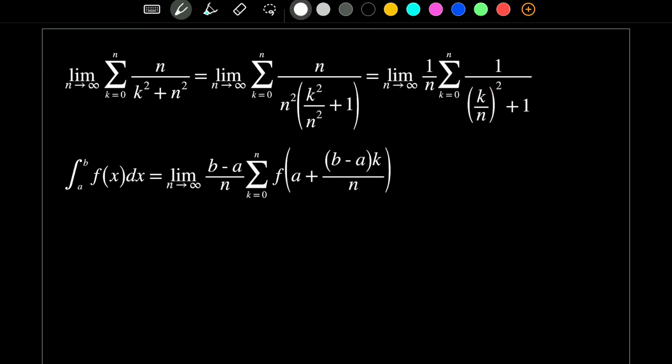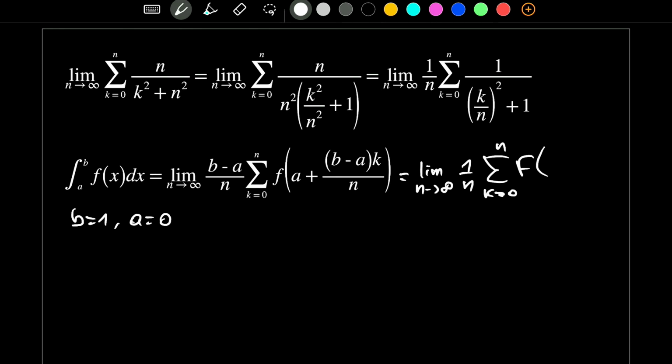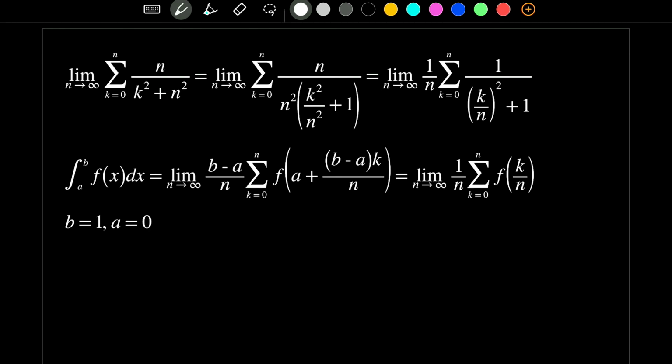So obviously we can choose any variables, it just needs to fit our sum. So maybe we can choose b equal to 1 and a equal to 0. So that's actually going to give us this nice first part, which is the limit as n goes to infinity of 1 over n. So that's just b minus a, which is going to be 1, and then the sum from k equals 0 up to n of the function, and then a is equal to 0, so we're actually just going to get k over n.